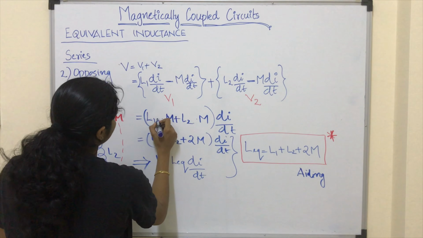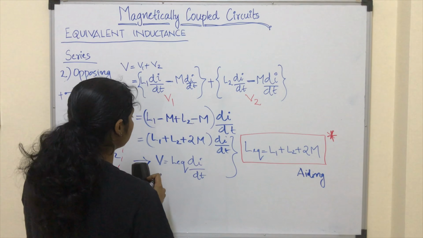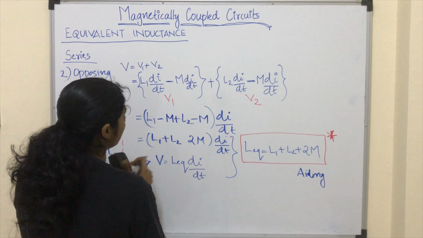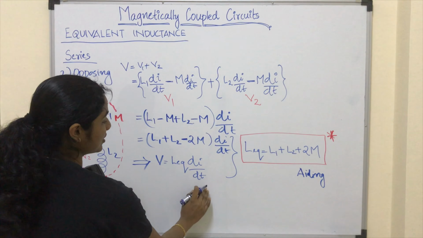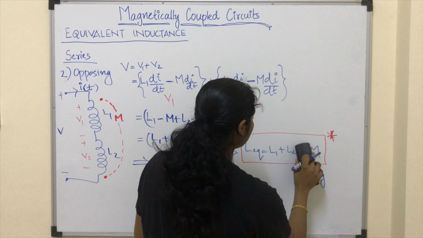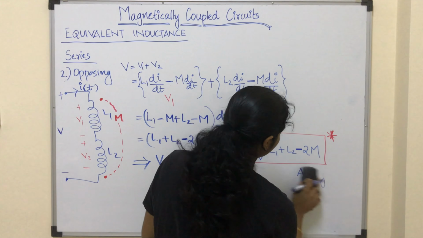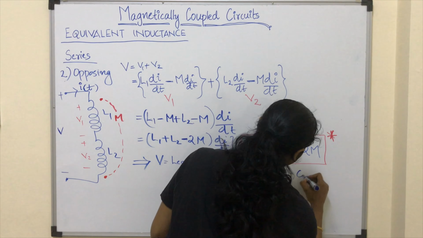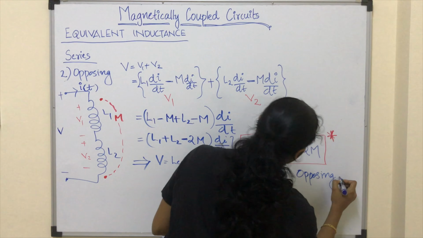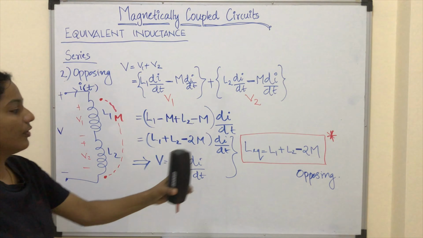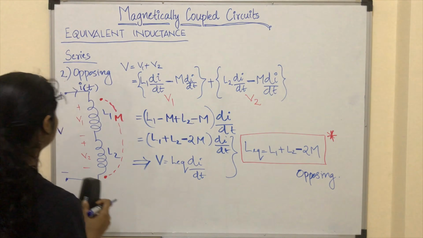So L1 minus M plus L2 minus M, L1 plus L2 minus 2M into di by dt, V equal to L equivalent into di by dt, which is nothing but L1 plus L2 minus 2M for opposing connection. So we need to remember these two formulas for aiding and opposing connection.